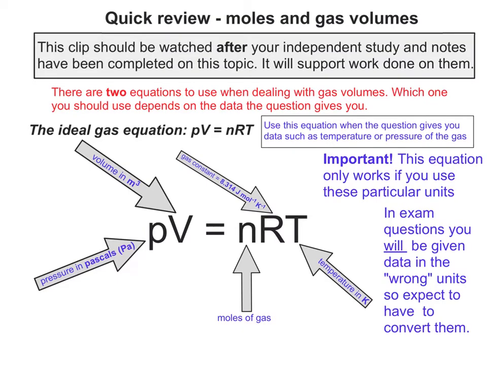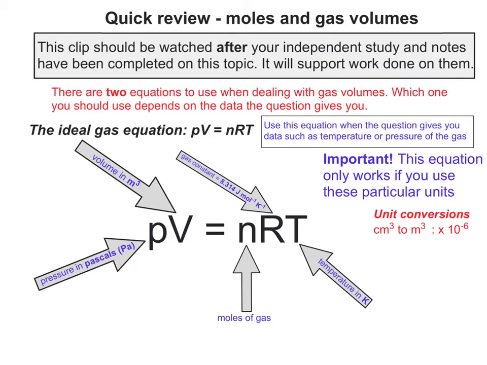When you do exam questions that require the use of PV equals nRT, they will definitely give you some of the data using the wrong units, so expect to have to make some conversions. The first unit conversion to be aware of is to get from centimetres cubed to metres cubed. You multiply centimetres cubed by 10 to the power of minus 6.